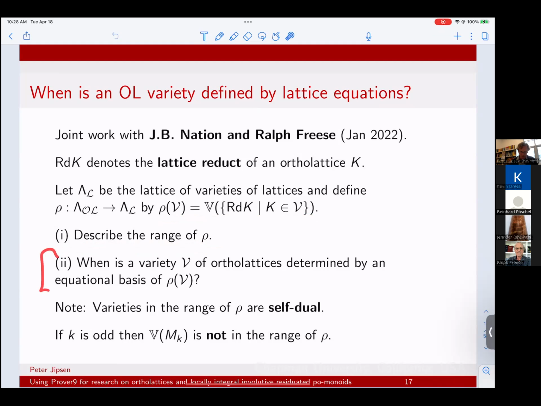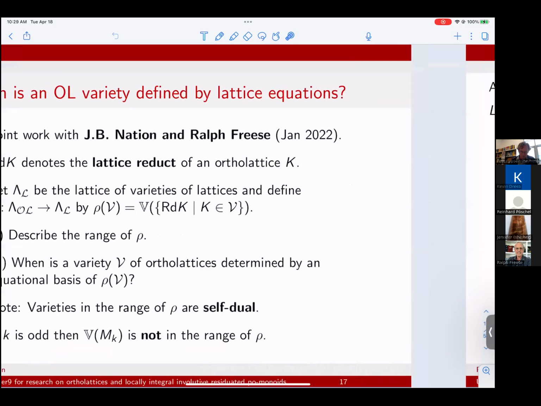When is a variety V of ortholattices determined by an equational basis of the reduct, of the lattice reducts? And first of all, the varieties in the range of rho are not arbitrary lattice varieties, because ortholattices are always self-dual. So if you are coming from a variety of ortholattices, you're only going to get a self-dual variety of lattices. And if K is odd, then VMK is not in the range of rho, for example.